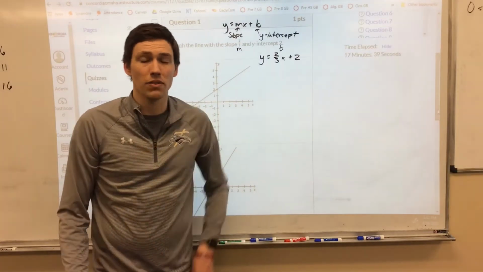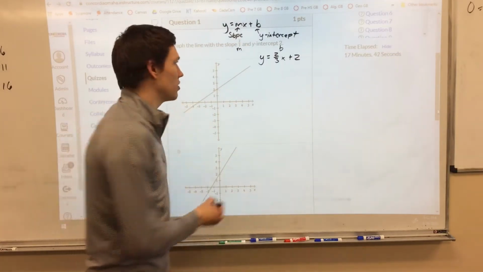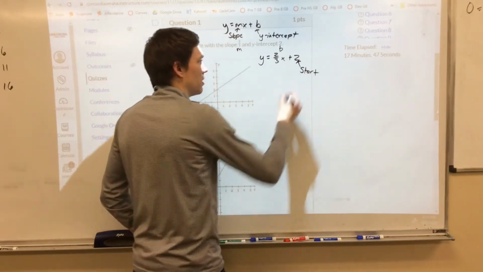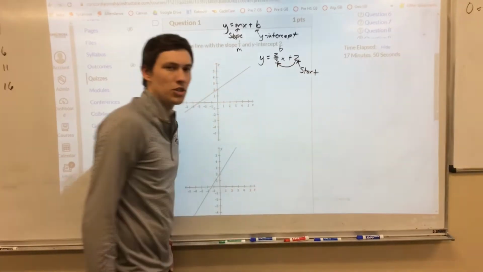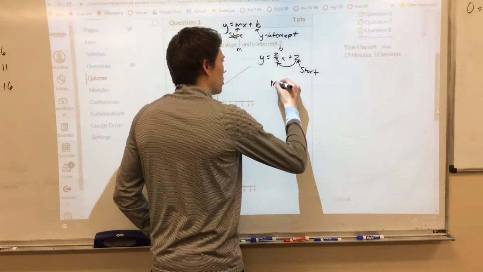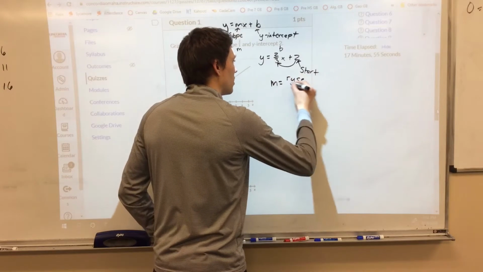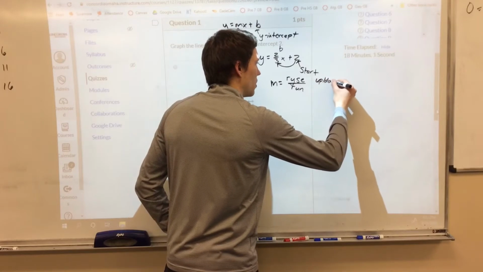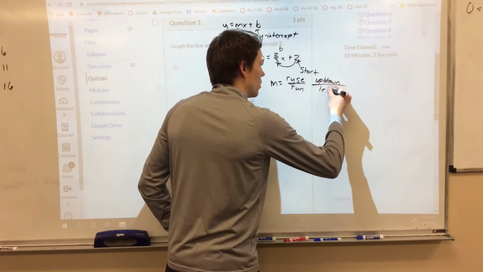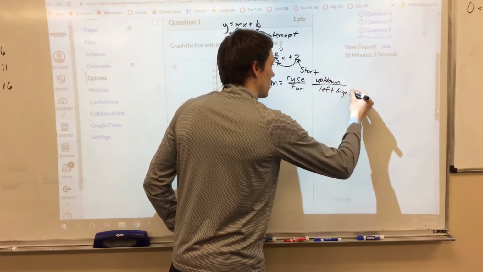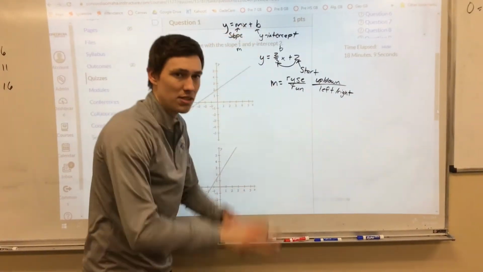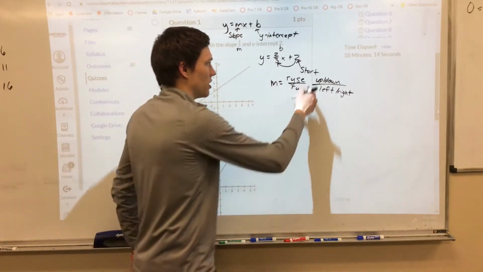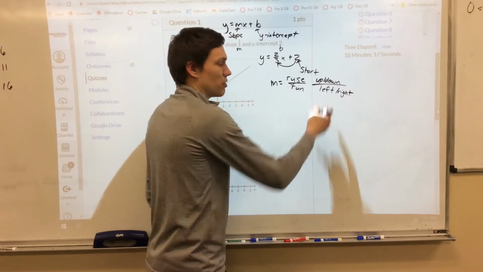And remember, whenever you graph, what do you always start with? The y-intercept. That's what you start with. Then do what your slope tells you to do. Remember, slope is rise over run, or in other words, up, down over, left, right. Rise is up and down. Run is horizontal. So this tells you whether it's going up or down. This tells you whether it's going left or right.